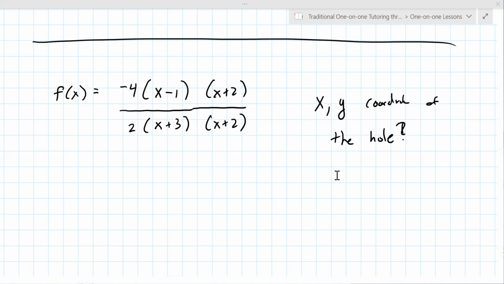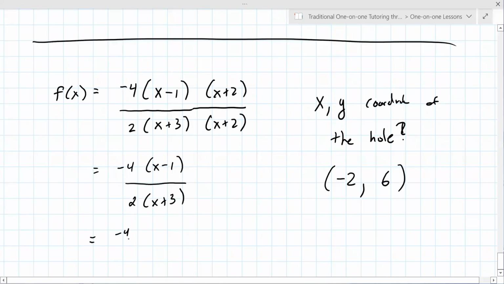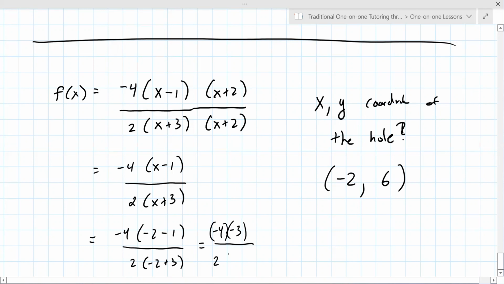Would the x coordinate be -2? That's correct. How about the y value? Did you come up with that? Yeah, I got 6. Oh, it worked out nicely. Let me take a look here. So it's -4 times -2 minus 1 over 2 times -2 plus 3. So the numerator becomes -4 times -3. Denominator becomes 2 times 1. Yeah, it does actually work out nicely, shockingly. It's 12 over 2, which is 6.